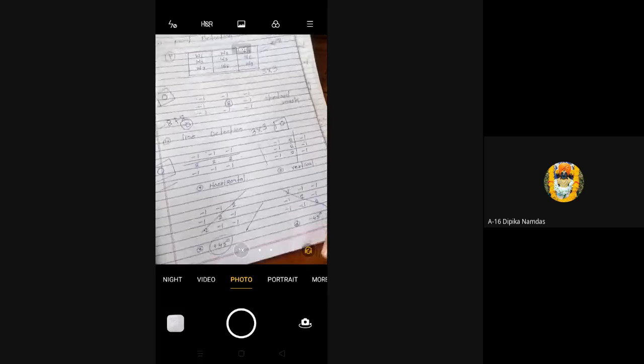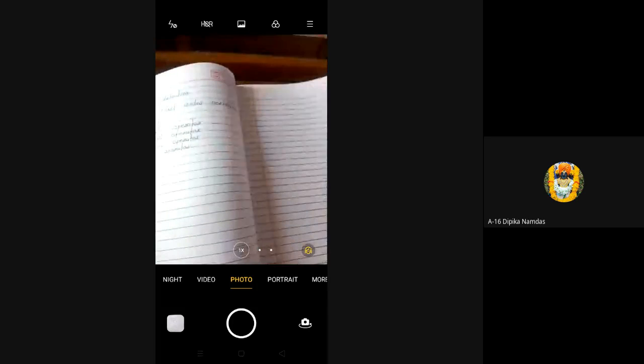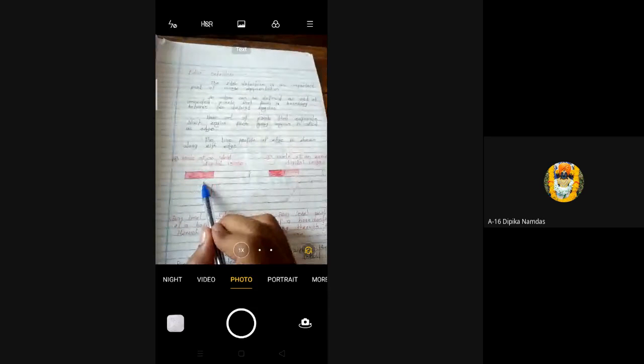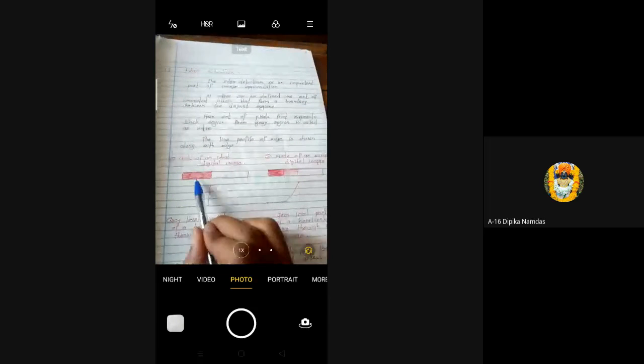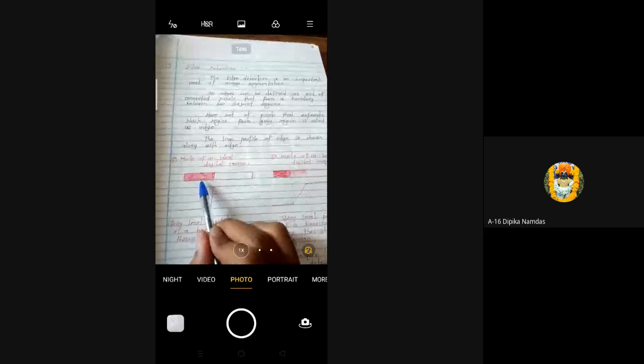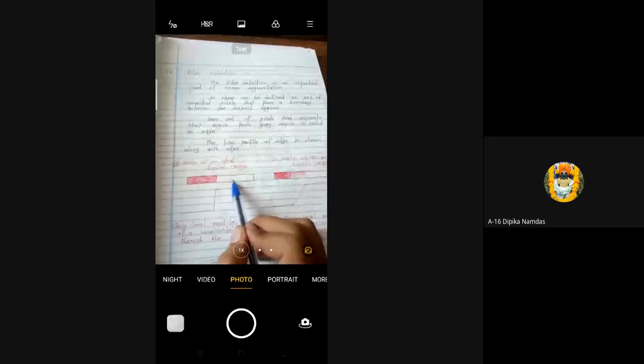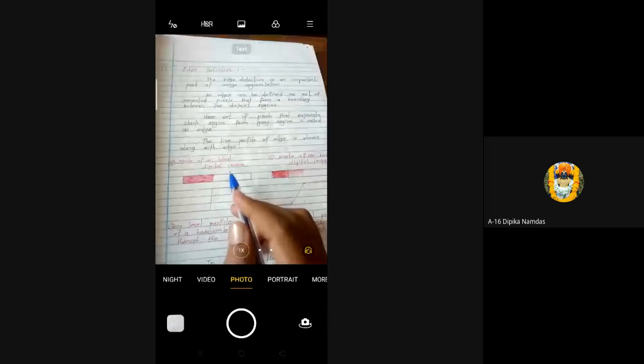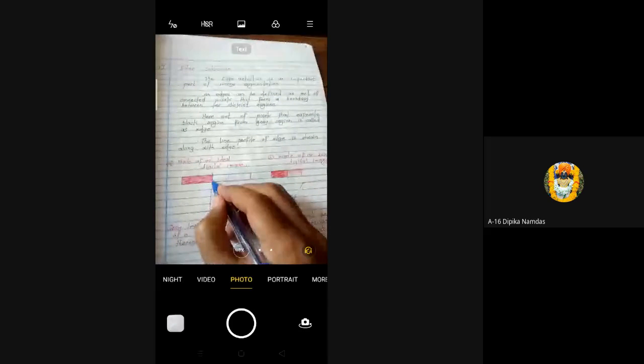Yes, sir. Okay. And the third one is edge detection. For edge detection, everyone see the two diagrams. In the first diagram, we can mark the change in intensity. Here we can consider the dark part as red and the bright part as white. In order to detect the edge, we can consider this part as a boundary, or we can call it the edge.